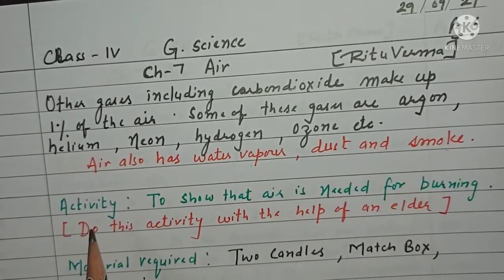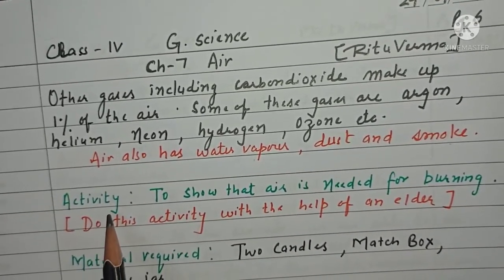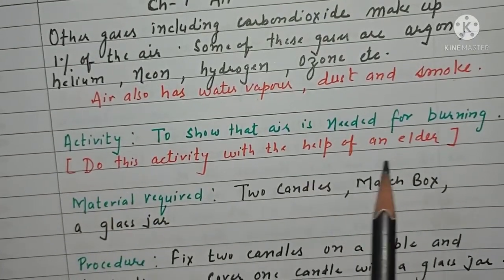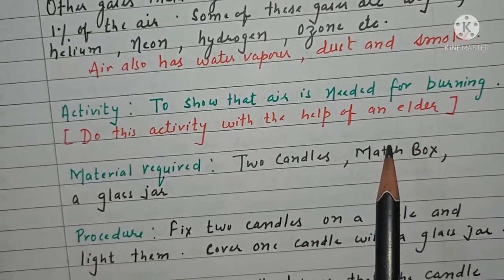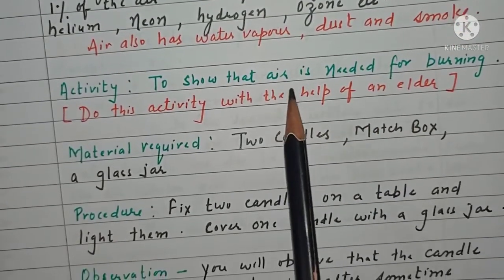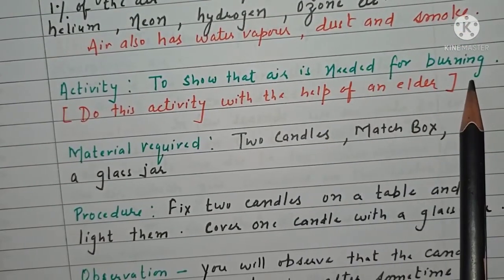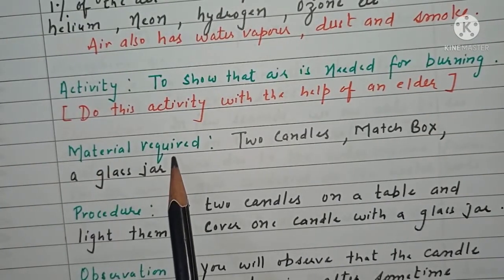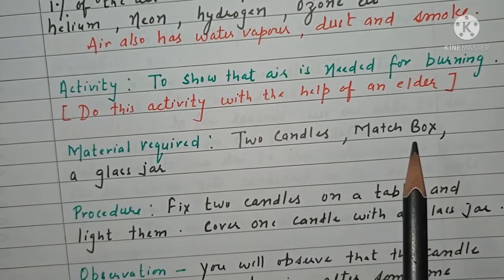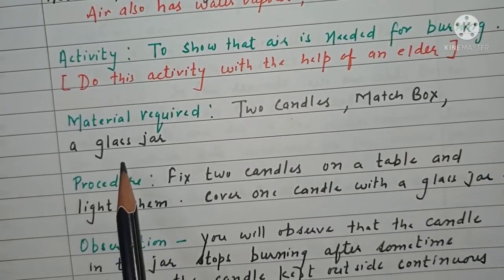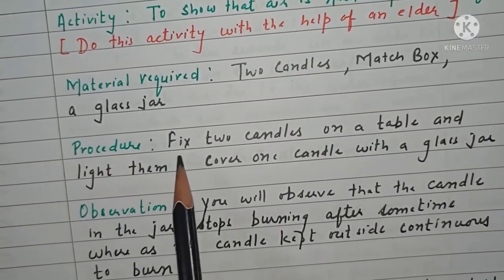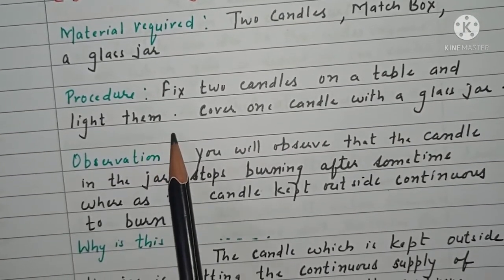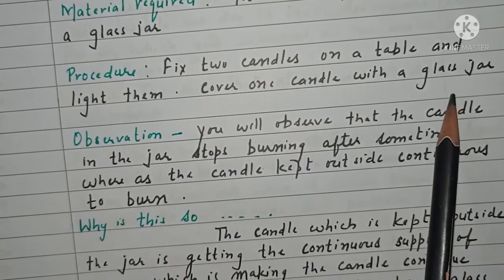Now children, here I am going to discuss one activity with you, and please, if you want to do this activity, do it with the help of an elder. So this activity is to show that air is needed for burning. The materials required are, we'll be needing 2 candles, matchbox and a glass jar. And what we need to do here, we'll be fixing 2 candles on a table and light them. And then cover 1 candle with a glass jar.